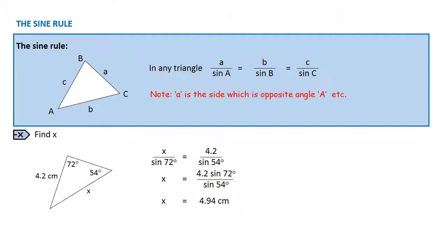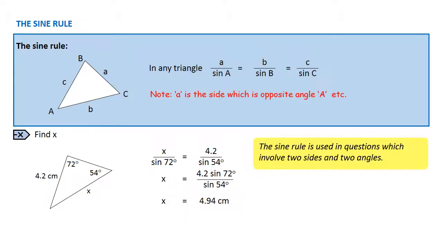The first is, you may be wondering, why do we need another rule for finding out unknown sides and angles in a triangle? Well, not all questions will work out using the cosine rule, and that's why we need the sine rule for some. In general terms, you would use the sine rule in a question which involves two sides and two angles, whereas the cosine rule is used in questions which involve three sides and one angle.